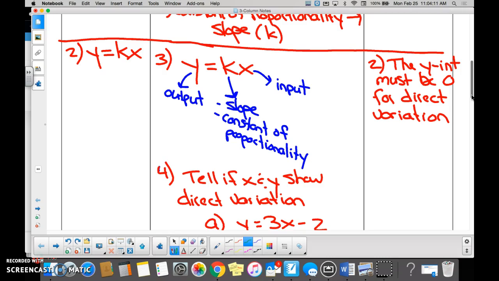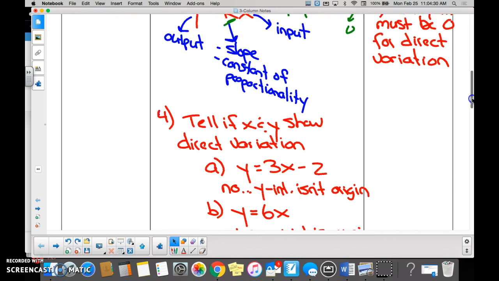we could liken it to y equals, so this really is the same as y equals mx plus b, but what's b always going to be? 0. B has to be 0, right? So the k is the slope, it is also the constant of proportionality, which is the fancy word for direct variation, right? Okay.